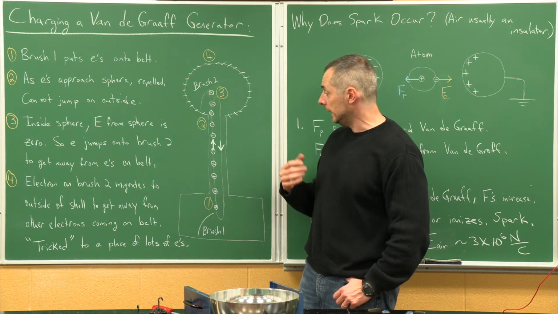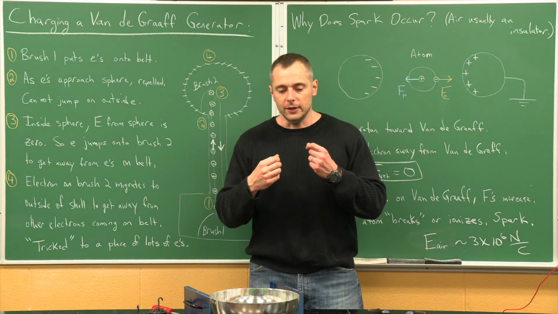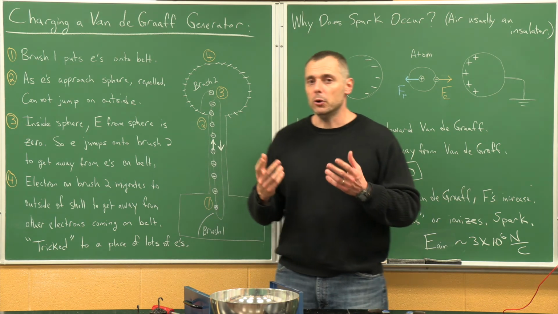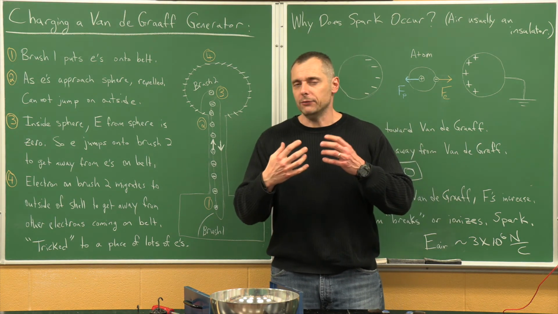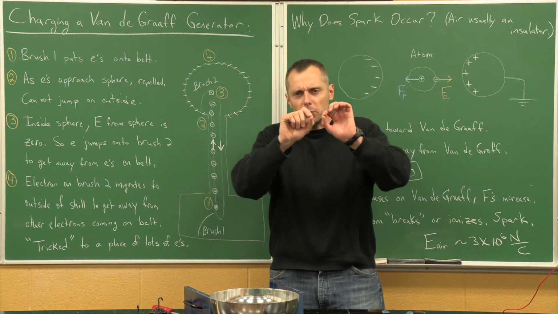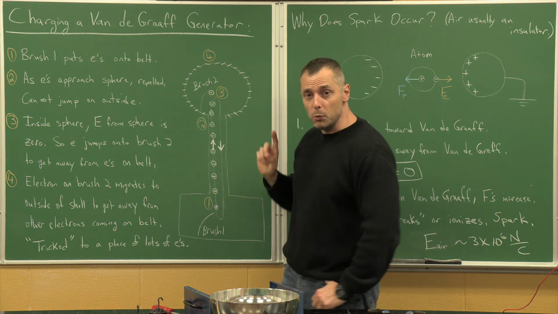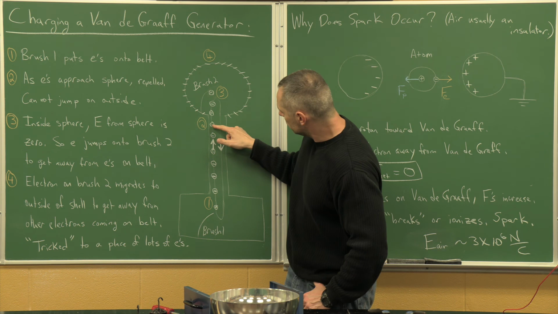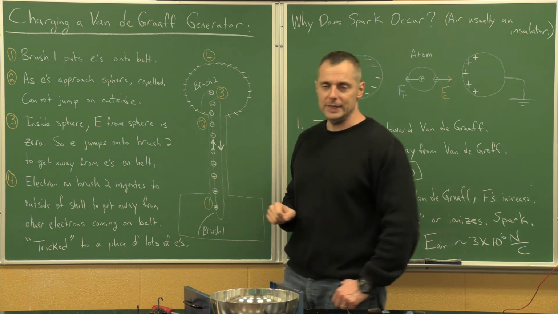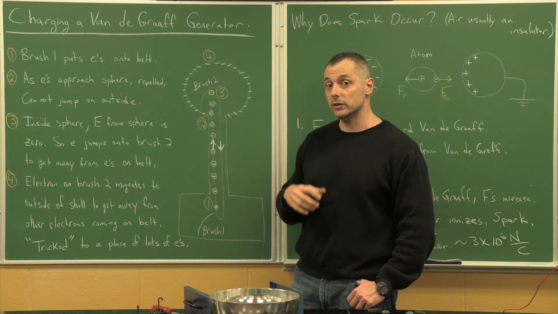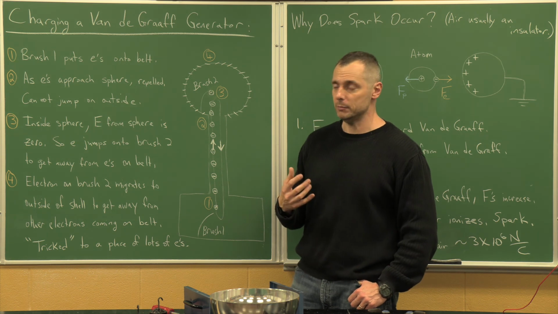If you could think of electrons as having people qualities, you would say they're very antisocial. You let two of them go, they're going to race off to infinity to get as far away from each other as possible. They don't want to be near each other because they repel. So this electron will not jump on the outside of the sphere because there are already a lot of electrons there, and it doesn't want to be near them.